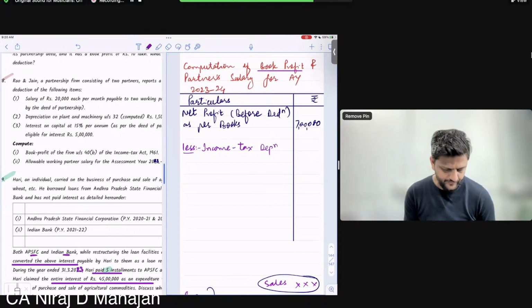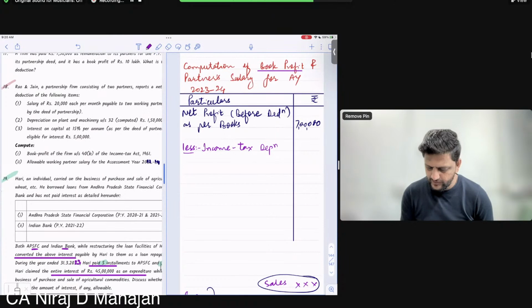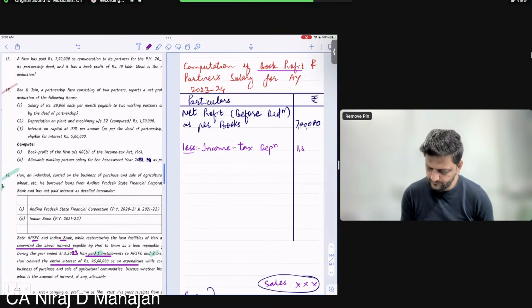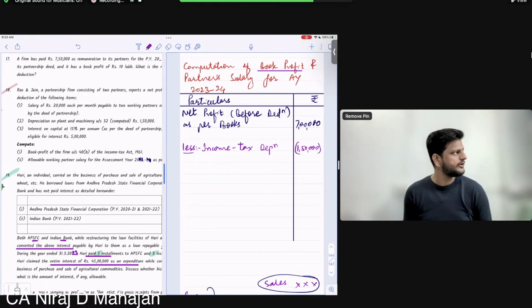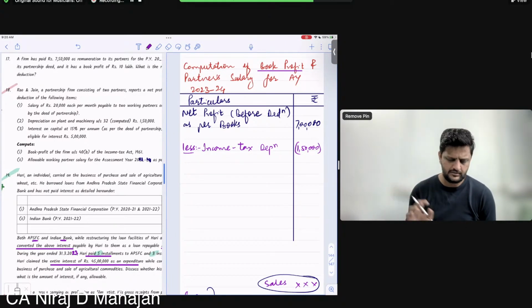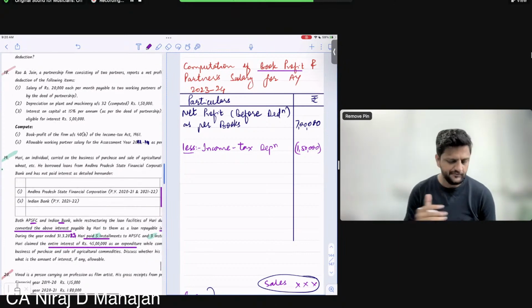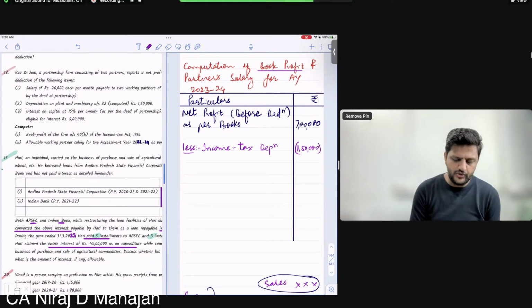How much, बच्चों? 1,50,000. Have they given us anything about your book depreciation? Nothing. So we allow income tax. Okay? Again, बच्चों, the word used is what? Before.